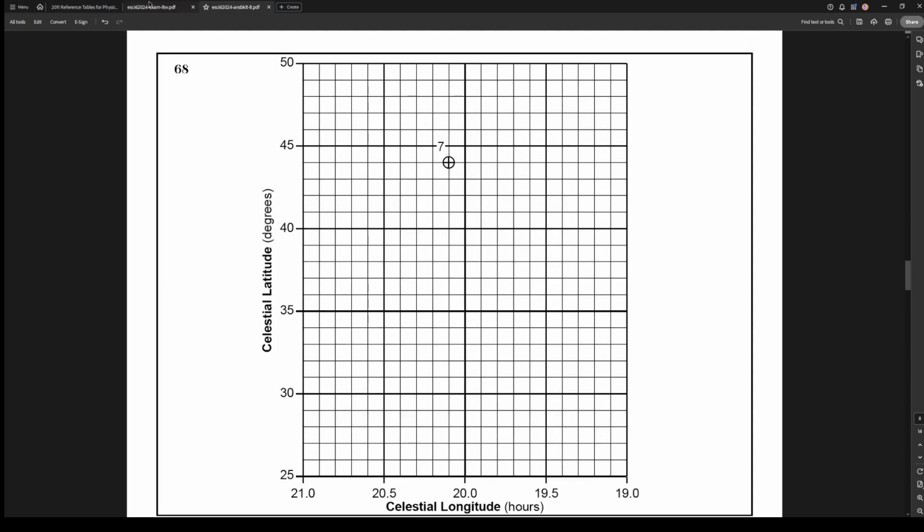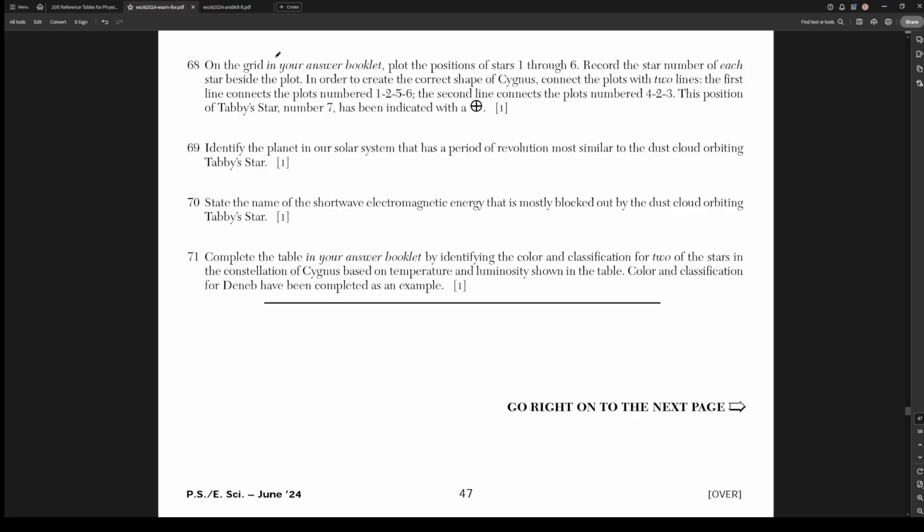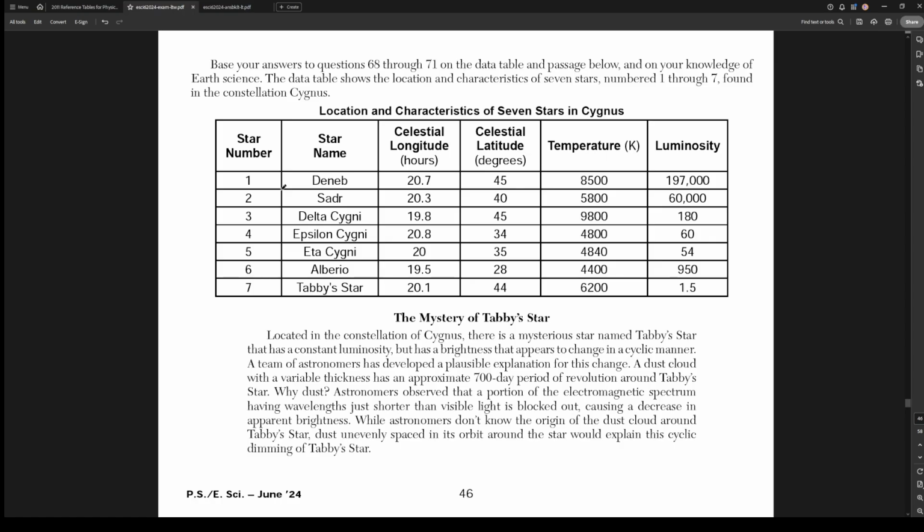Oh no. Don't tell me I got a graph again. Wow. In the grid, I'm just going to read because it's just plotting points. Plot the positions of stars 1 through 6. Record the star number of each star beside the plot. In order to create the correct shape, connect the plots with 2 lines. The first line connects 1, 2, 5. Oh my gosh. Okay, so we're connecting different dots. So let's just label the dots, and we'll connect them at the end.